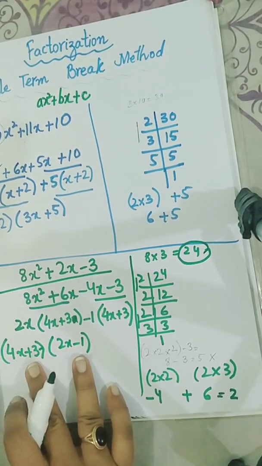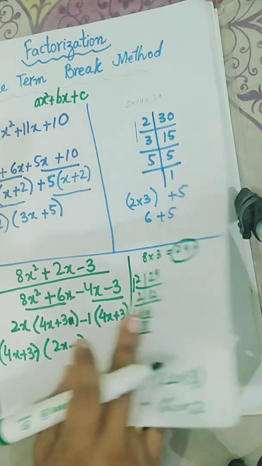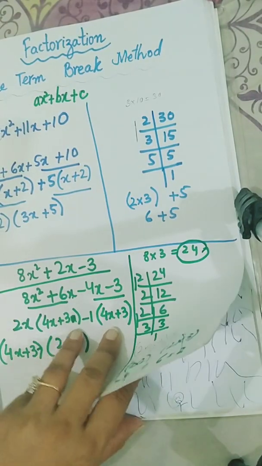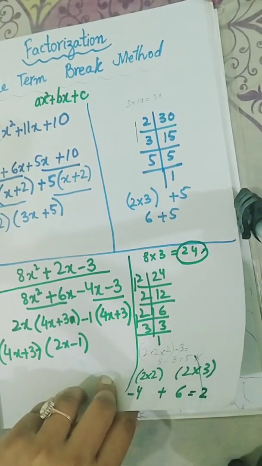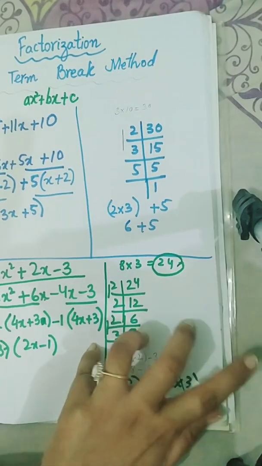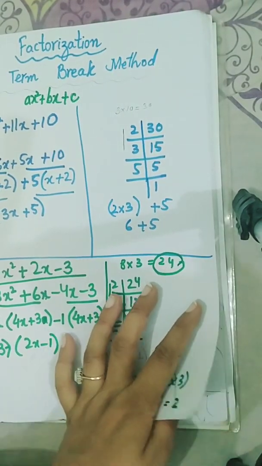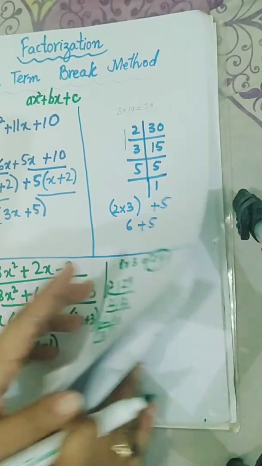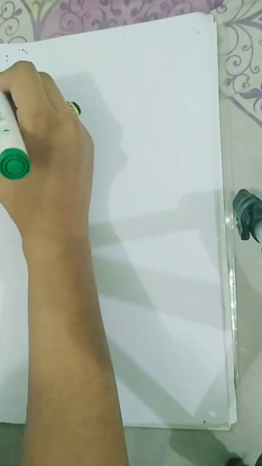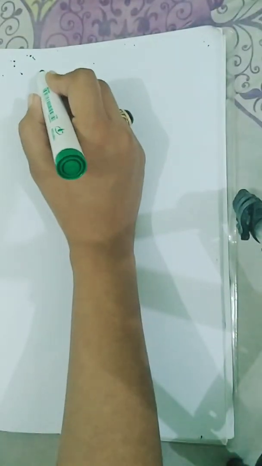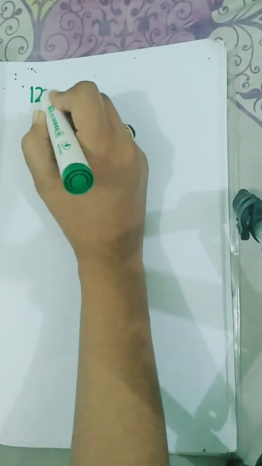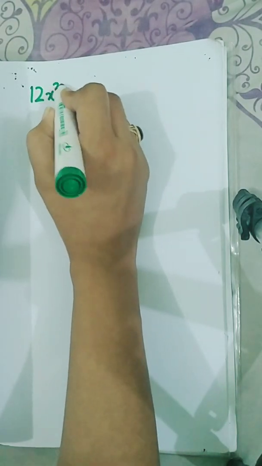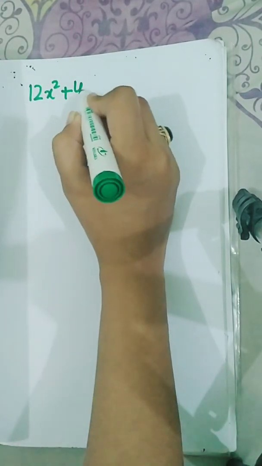Okay guys, I hope you understand it well. I'm going to take one more example to elaborate it more. So if we have the last term as negative, with the negative sign, then what will we do? Alright guys, so the question is 12x square plus 4x minus 1, this is another question to solve.